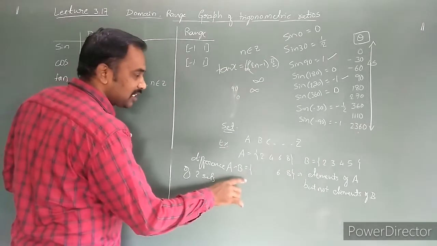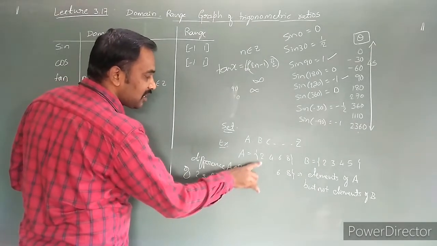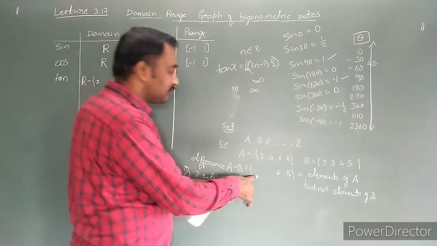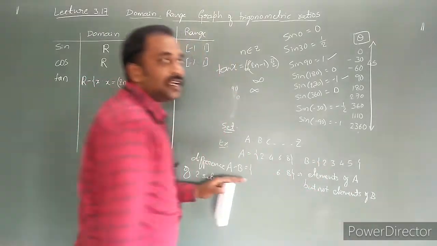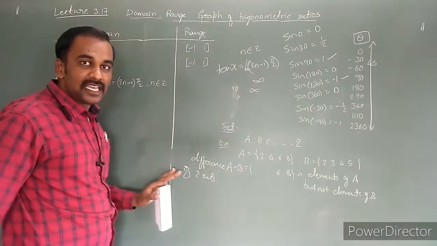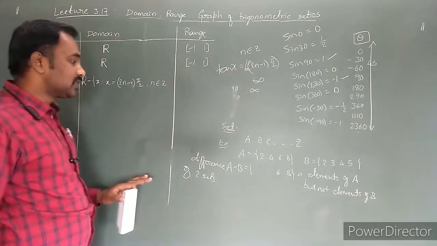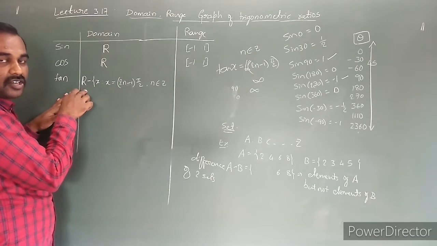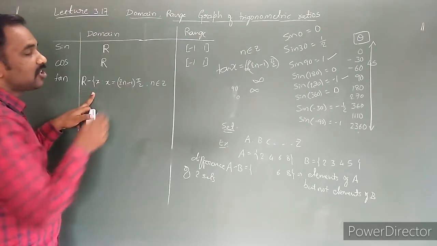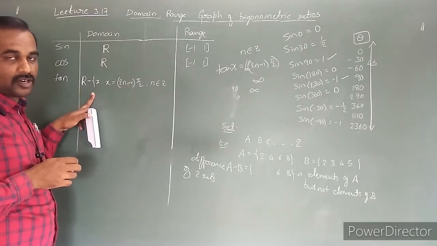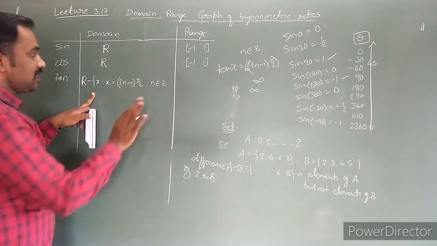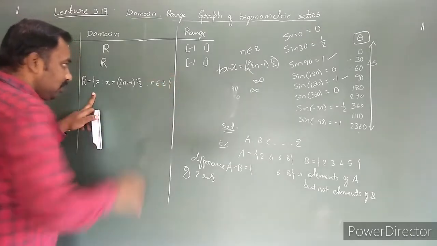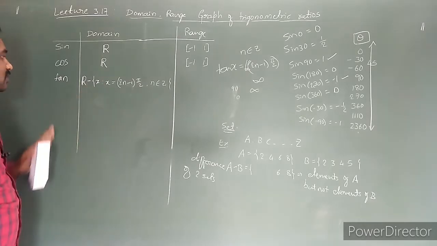I think you have a doubt. 2 is there in the A, but it is also there in the set B, so remove it. This is said to be A minus B, the difference of the two sets. The same thing I have written here: all the real numbers but not the odd multiples of 90, or odd number multiples of 90 elements should not be there. Okay, so this is the domain.